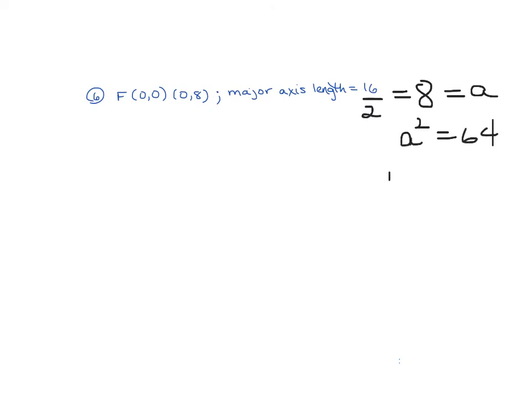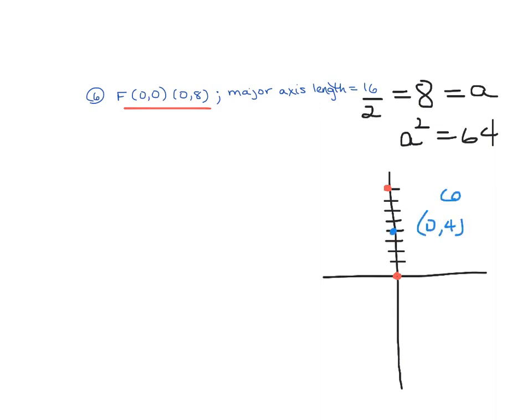So again, let me draw a quick sketch here of my focus. This can confirm that I am finding the right axis or where to put the A squared. So again, I'm graphing the ordered pairs 0, 0 and 0, 8. 1, 2, 3, 4, 5, 6, 7, 8. So I can see that the two red points are my focus points. Again, the center is going to be the midpoint. So right in the middle here, 0, 4 is your center.